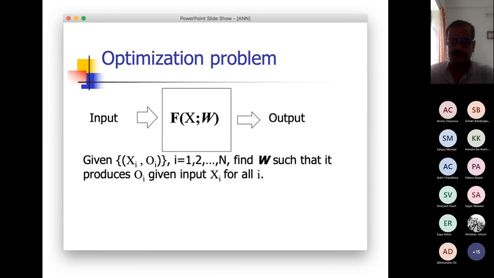a set of values, that is, corresponding input-output values for n data points, you have to find the parameters which will produce the outputs given the input xi for all i. Naturally, it is not possible to get a consistent model in this case.